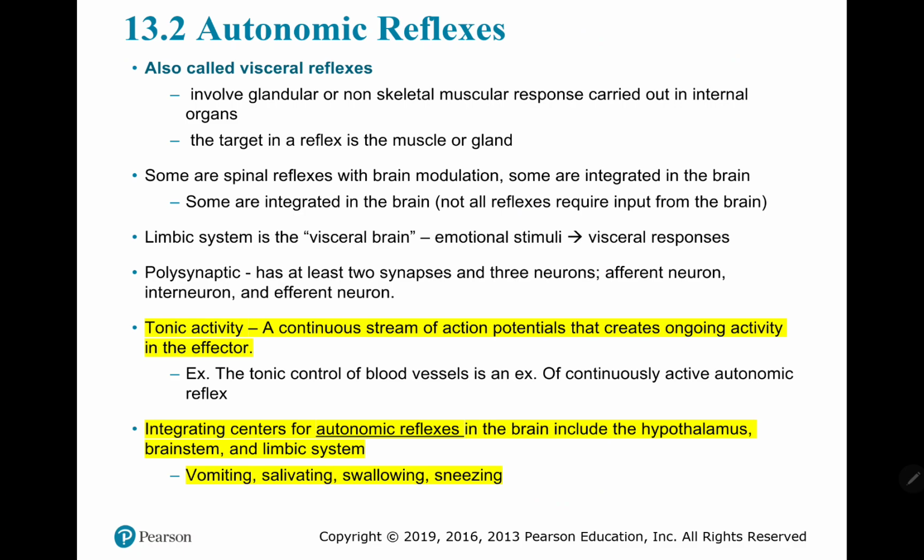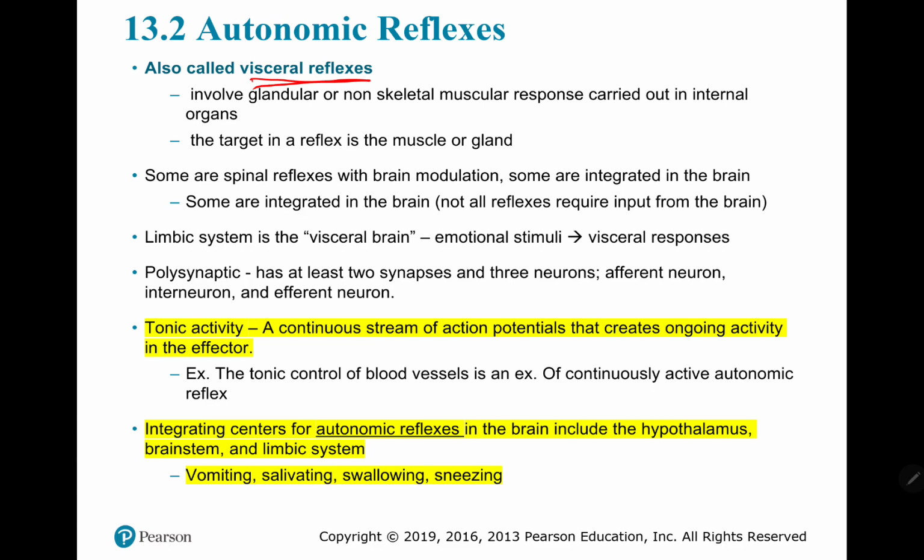And when we're looking at these autonomic reflexes, they can also be called visceral reflexes, because they're involving glandular tissue or organs. They're not targeting skeletal muscles. Some are going to be spinal reflexes with brain modulation, and some are just going to be integrated in the brain. Not all reflexes require input from the brain, okay?